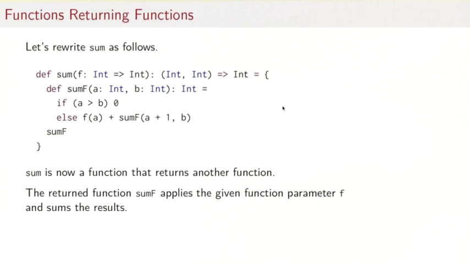To see how that could be done, let's rewrite the sum function as you see here. That sum function now takes only a single parameter, f, of type int to int as before, and it returns a function as its result, indicated by this function type here. So how can it return a function as a result? Well, it defines a function in its body, sumF, which takes the two bounds, then does the usual computation that you've seen before, and that function sumF will be returned from sum. So sum is now a function that returns another function, in particular a locally defined function.